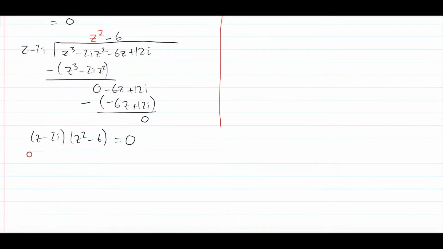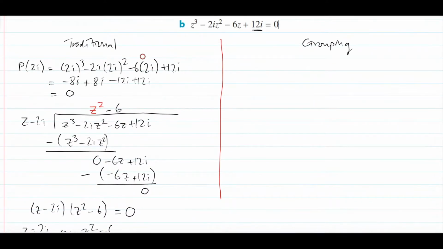And of course, if you want to solve for it, you have z equals 2i or z squared equals 6. And therefore, z equals plus minus square root 6. So you will have three answers, and that makes sense. If it's z to the power 3, degree 3, that means you have three answers. If it's z to the power 5, then you have 5 different answers, okay? Right, so that is the long divide, so the traditional way.